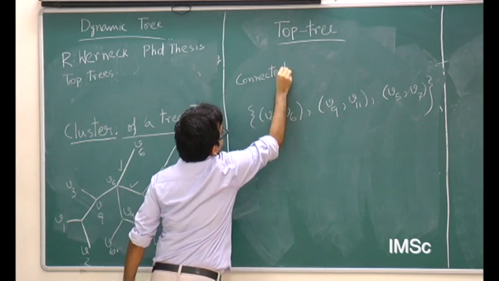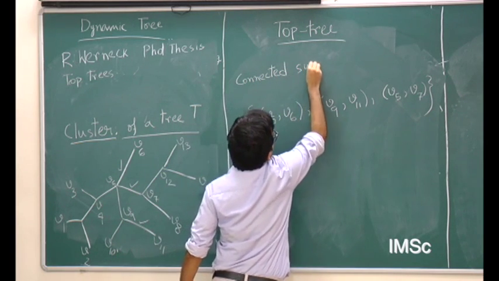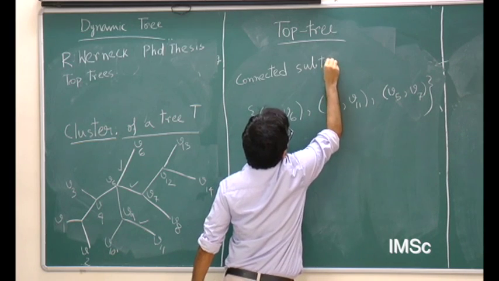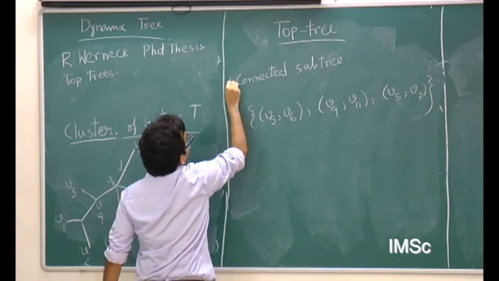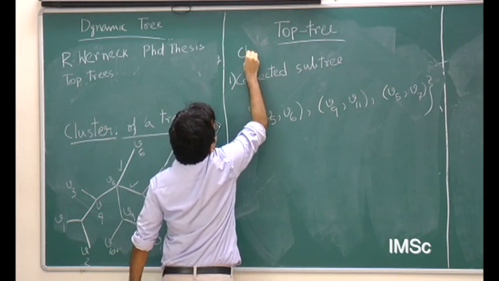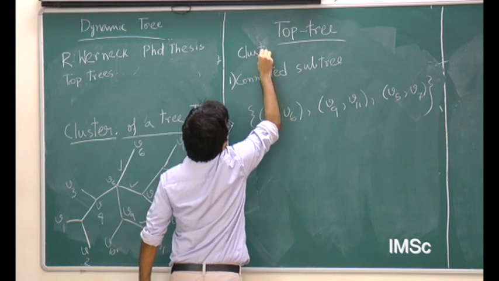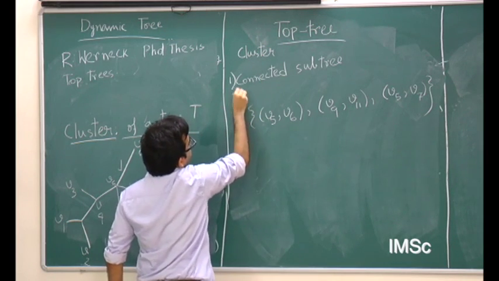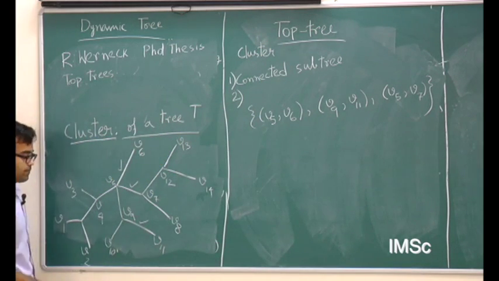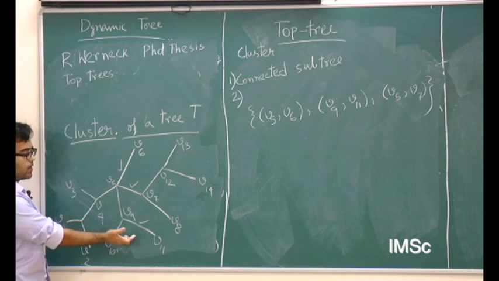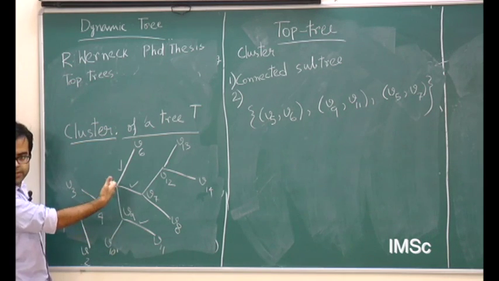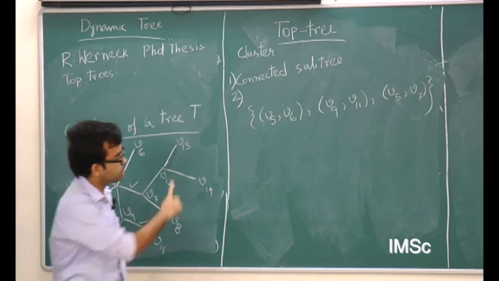Okay, let me write it down, it will be more systematic. So a cluster will satisfy two properties. This is a cluster, okay. The first property is that it has to be a connected subtree. So, as you can see, this is not a cluster, right? Because this is not connected. Okay, so this is not a cluster.